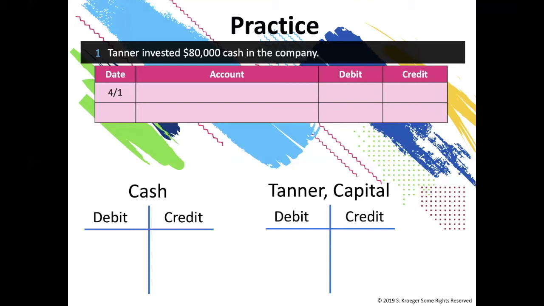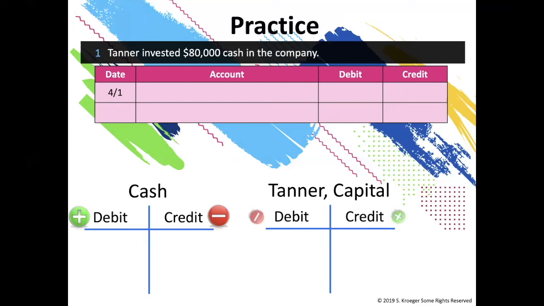Remember, capital accounts are what the owner puts into the business. What type of an account is cash? Remember, cash is an asset account. Asset accounts increase on the debit side and decrease on the credit side. Tanner Capital, do you remember what's the positive and negative side for a capital account?